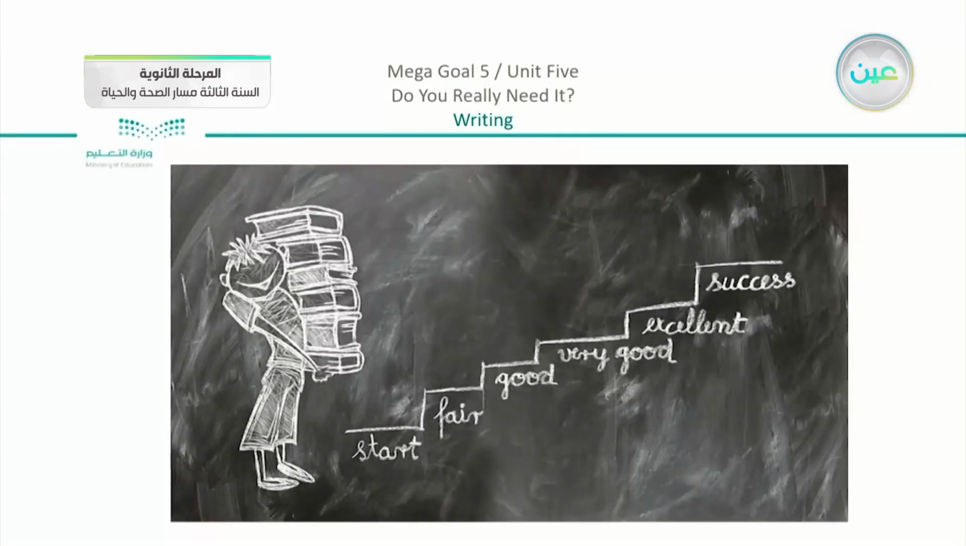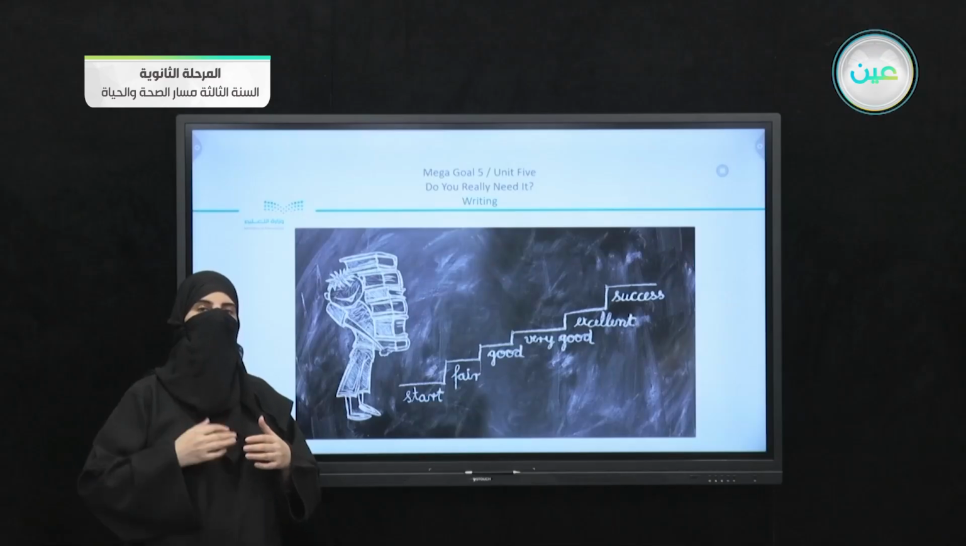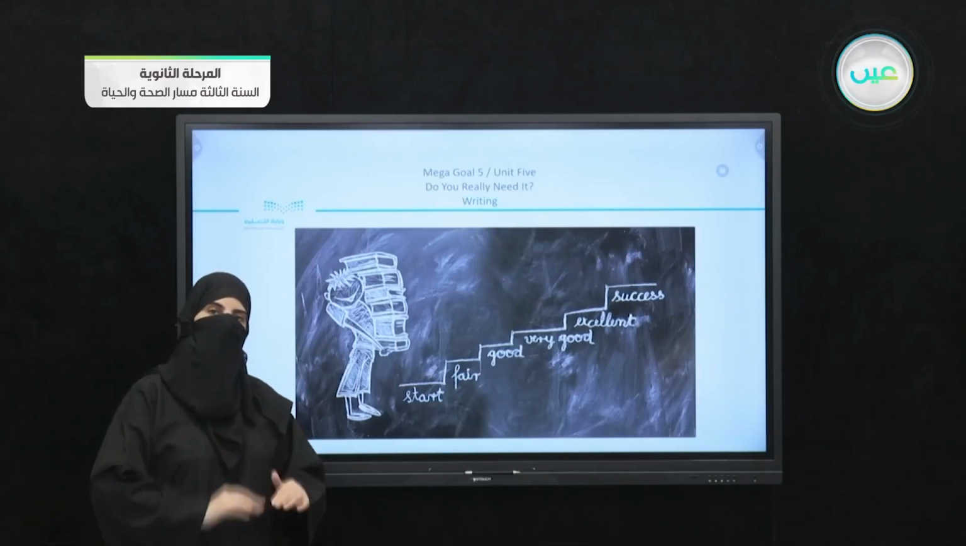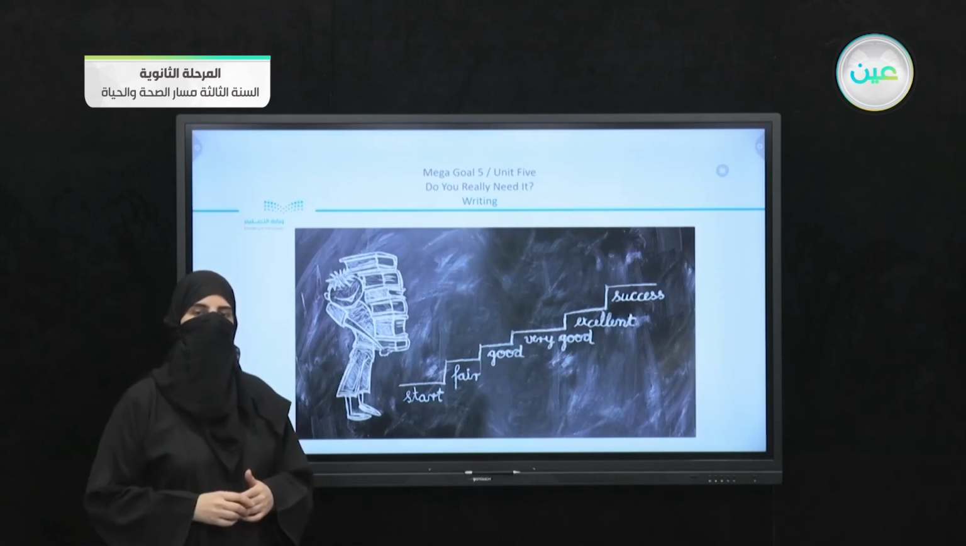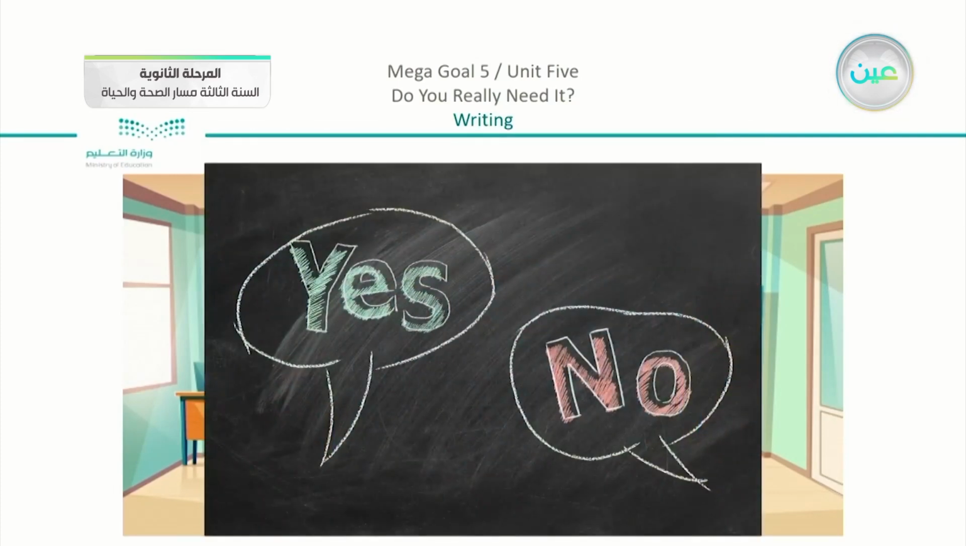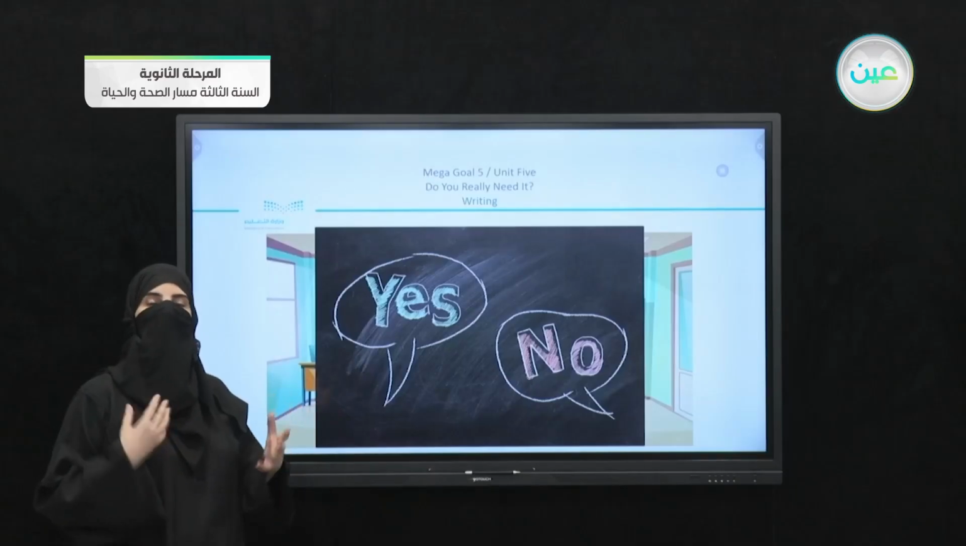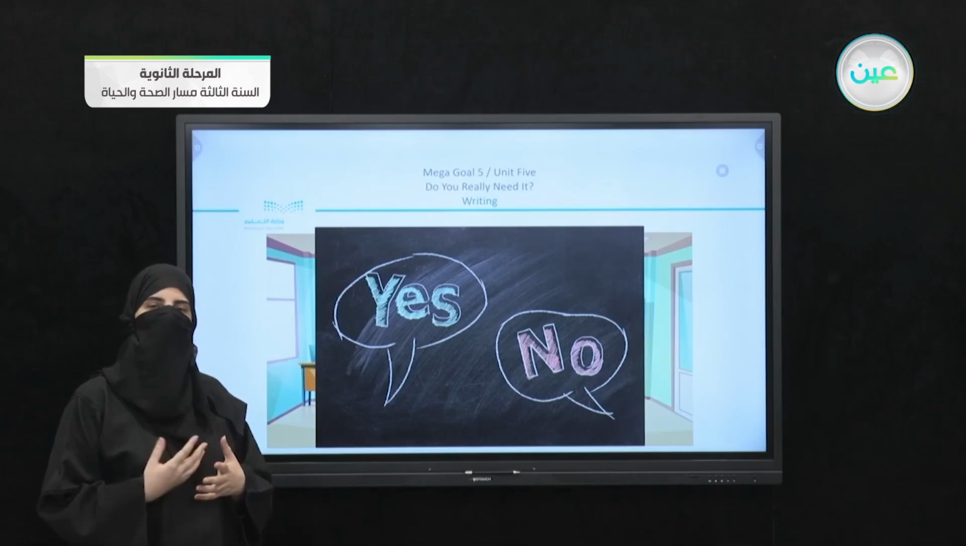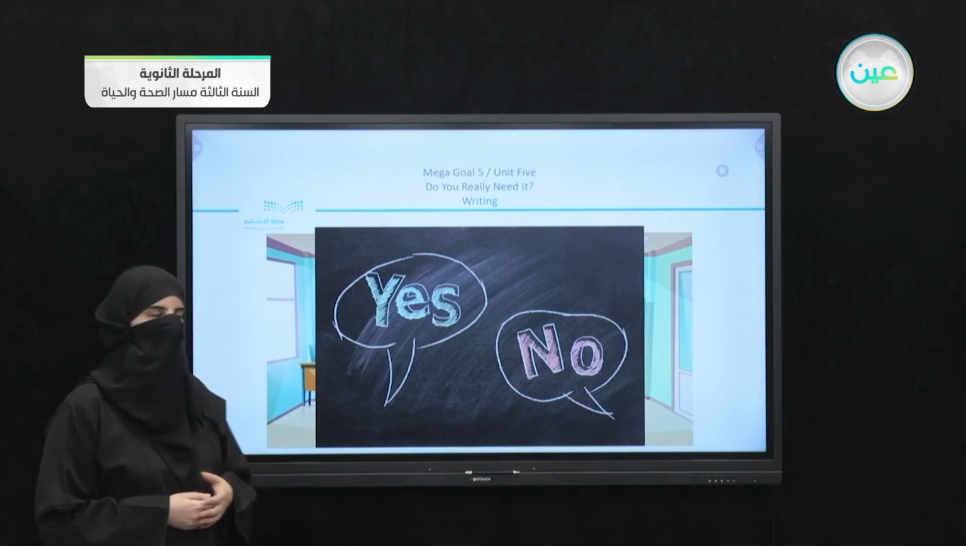First of all, you have to know that you are going to go step by step. And it is something normal to start from the first step until you reach the top. So we are going to start together with the very first question, which is, do you support advertising at school? Why or why not? So now, if you did not prepare, it is now a time to just decide, are you with or not with the topic or the issue of advertising at school?